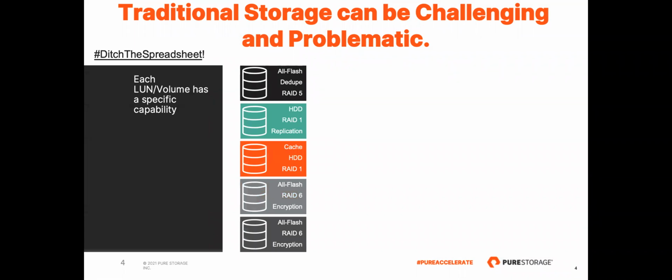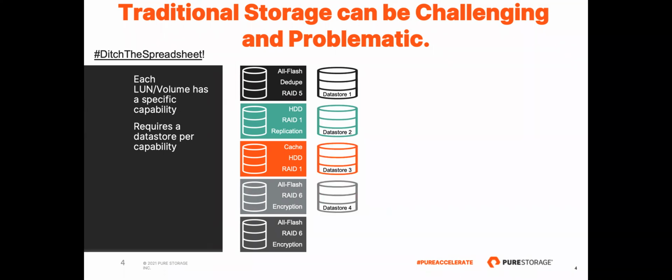Each LUN or volume has a specific capability. When a LUN or volume is provisioned, it is set up with specific features or capabilities. It requires a data store per capability. Changing the capabilities of an existing LUN or volume requires migrating VMs to another data store. Changing is very arduous. It is very hard. To change an existing capability requires destroying and recreating LUNs and volumes, which is very difficult to do.